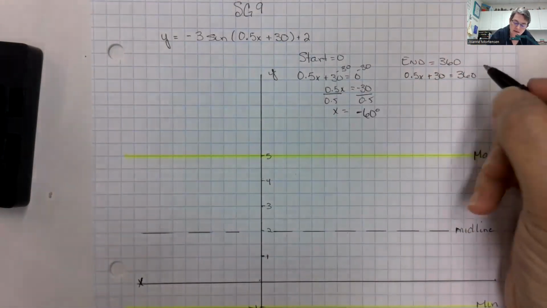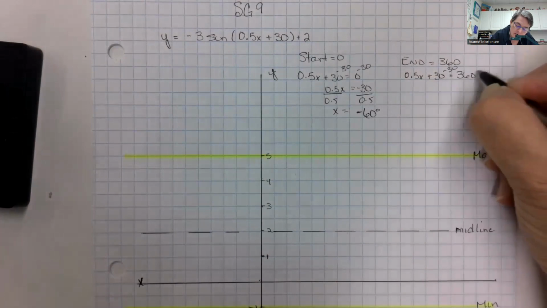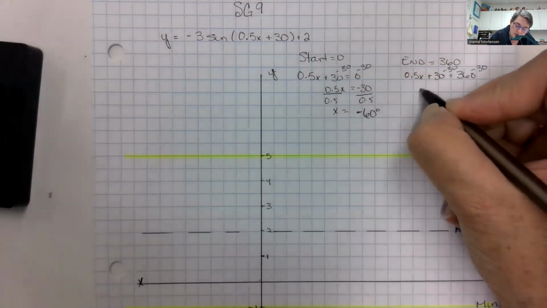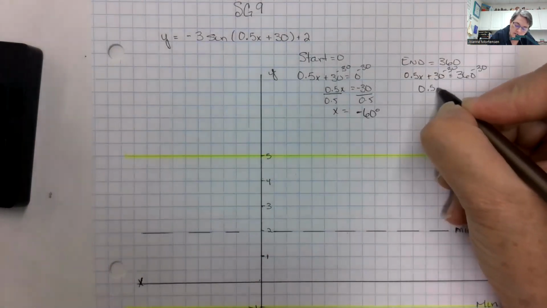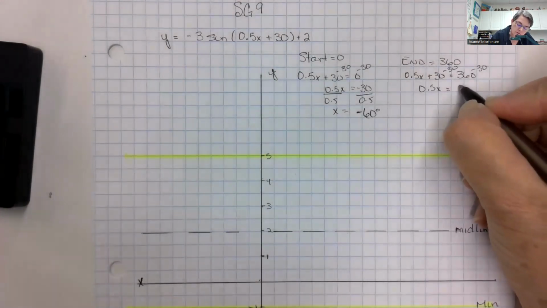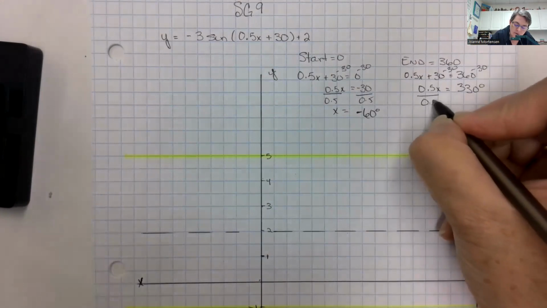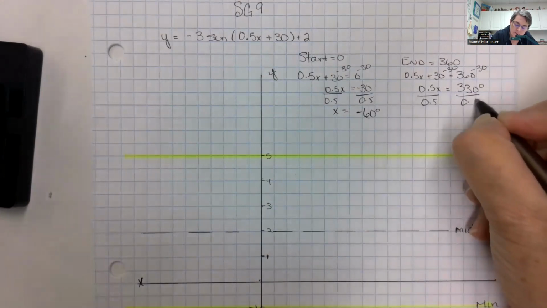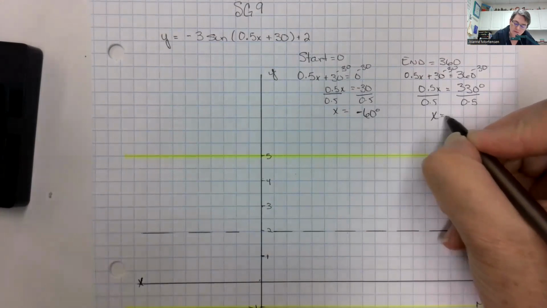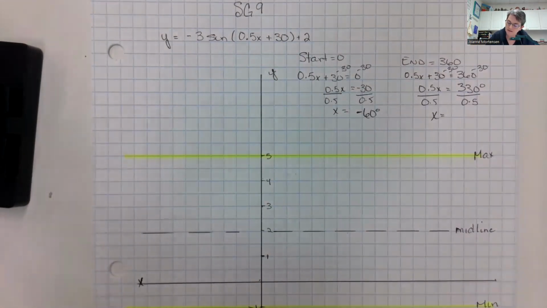Okay, now my end. I'm going to do the same thing, 30. So 0.5x is equal to 330 degrees. It's 0.5x is equal to... 660.